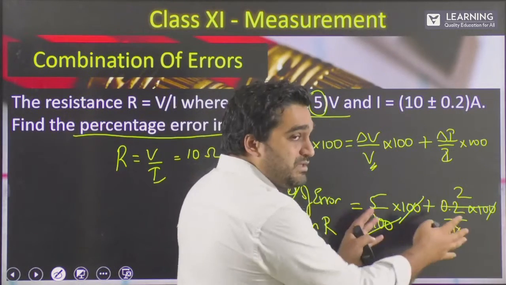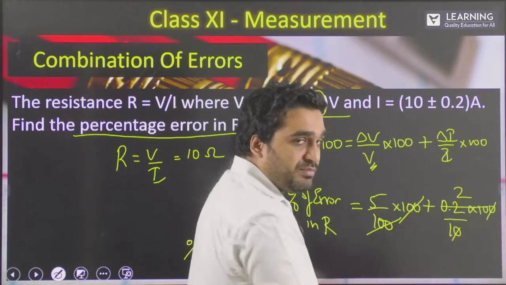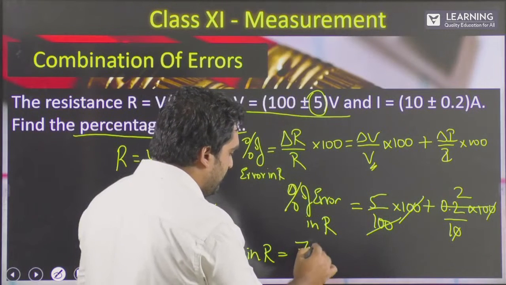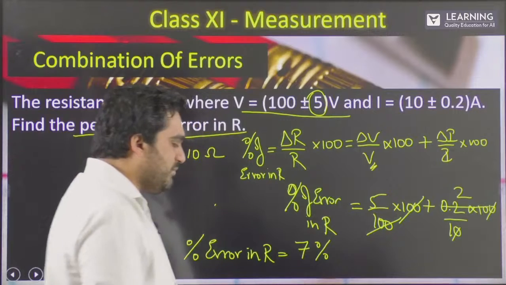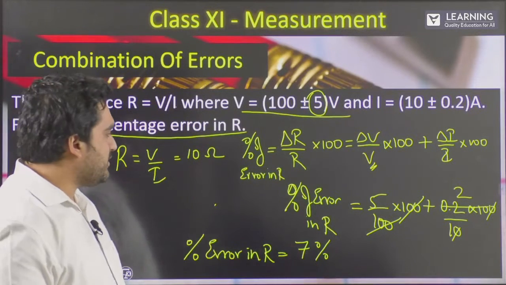Now these are percentages. You have found the percentages. One is 5%, the other is 2%. 5% plus 2%, total of 7%. So the percentage of error in R is 7%.